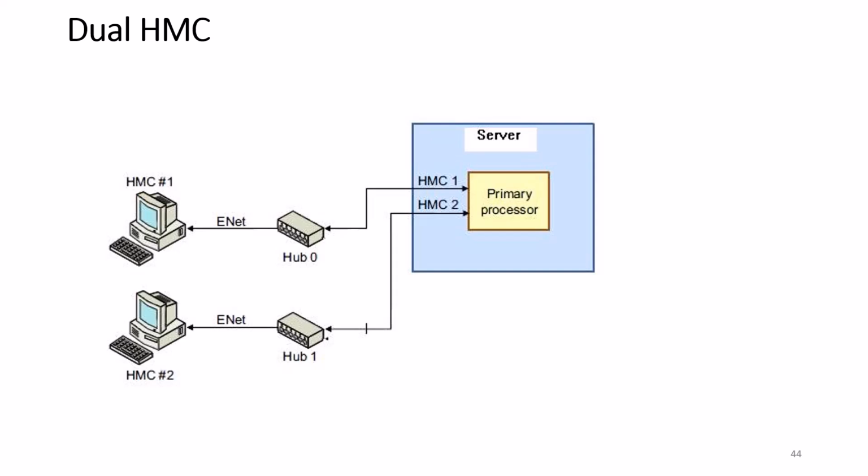And this is just a much more simple diagram showing you what the connectivity looks like, where you're going through the network, and this is the private network, through the switch to the HMC.